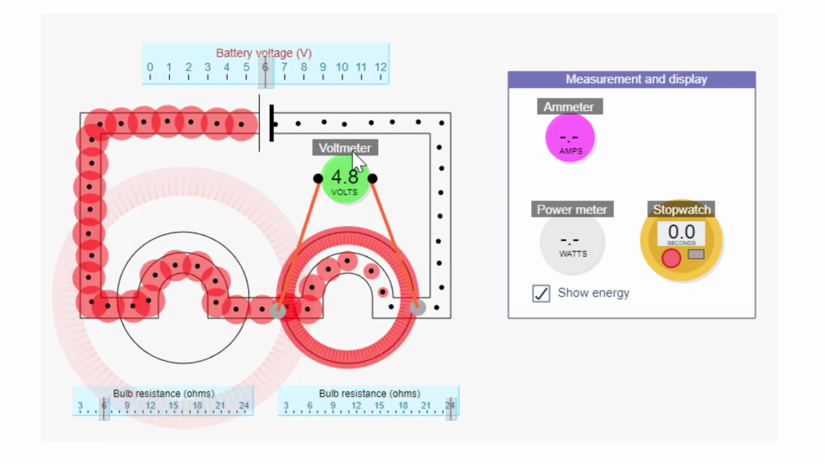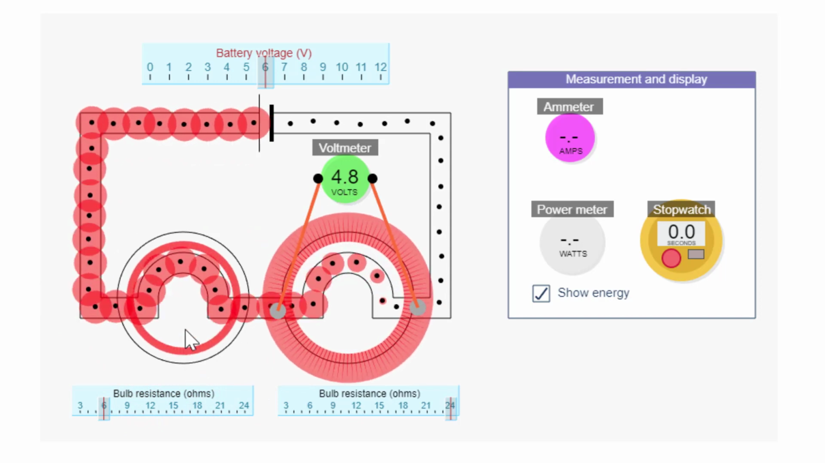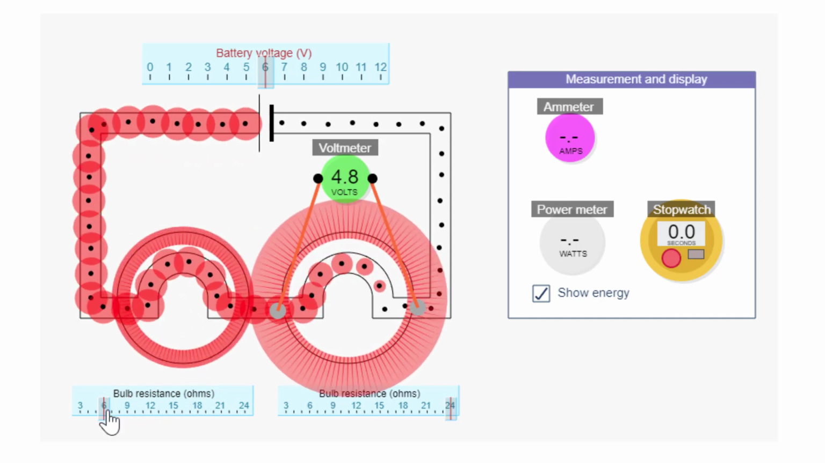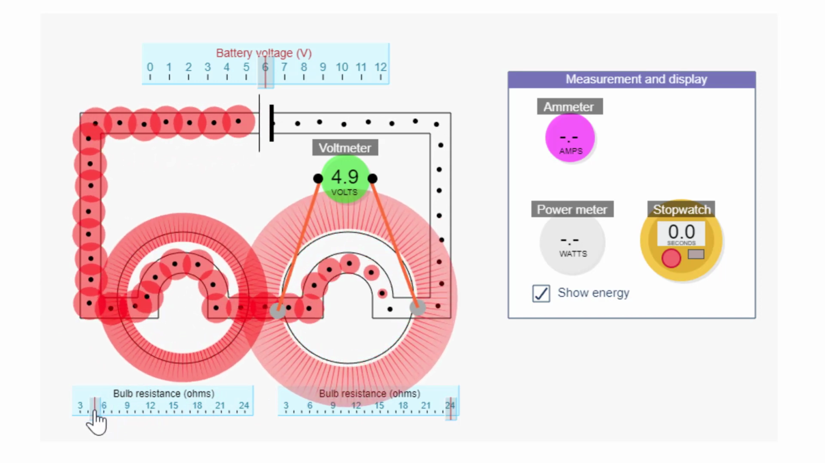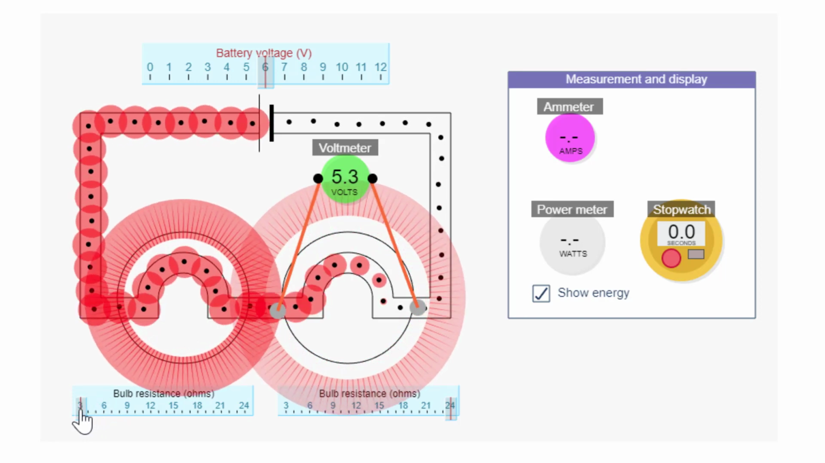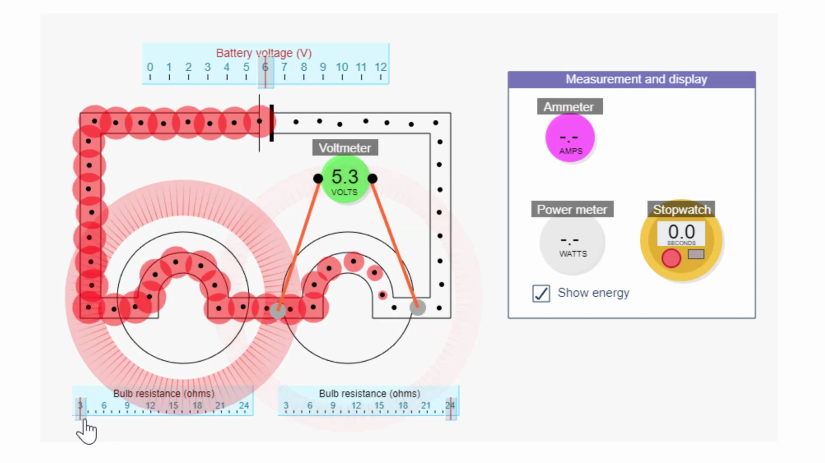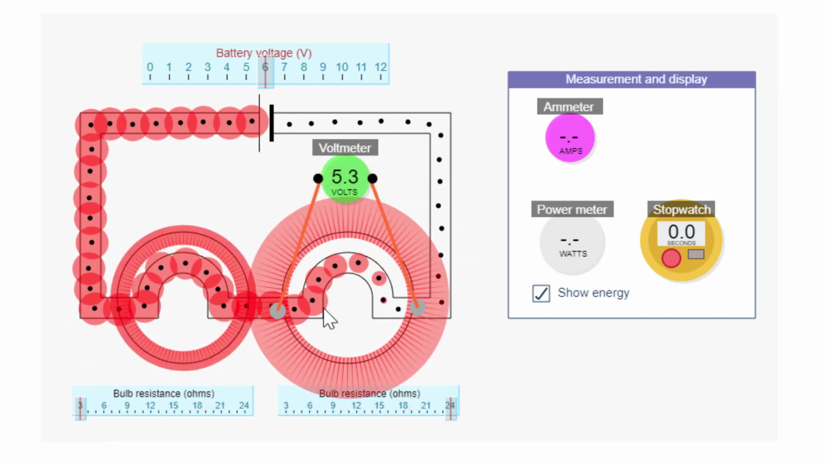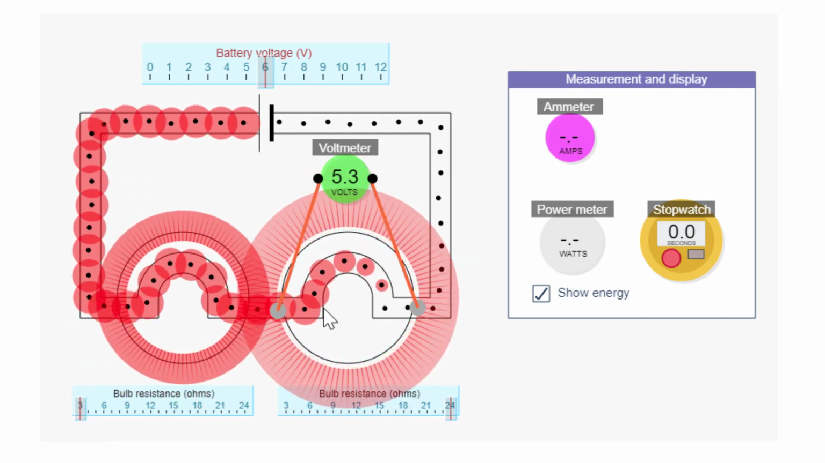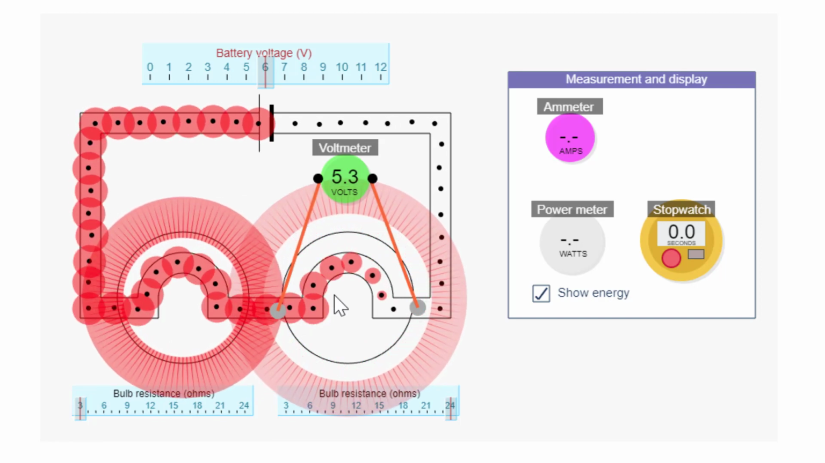Watch what happens to the voltage across this bulb here as I reduce the resistance of the other bulb. See, it continues to get a bigger and bigger and bigger share of the voltage until I can't reduce the resistance anymore. It turns out that the PD is shared in the same proportion as the resistances.